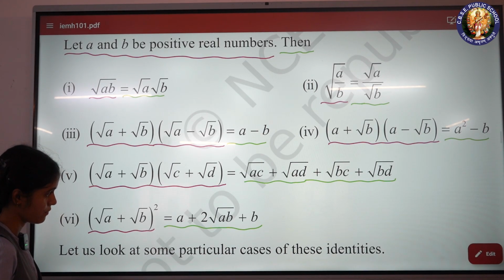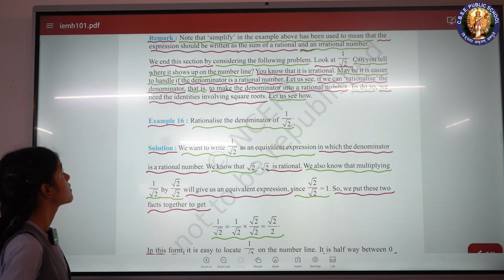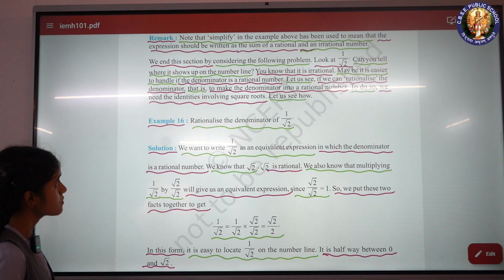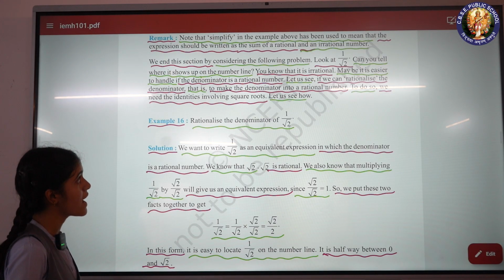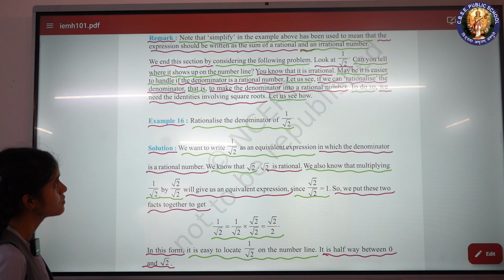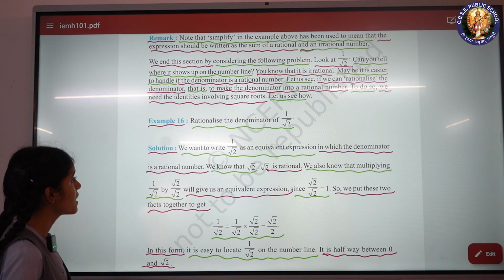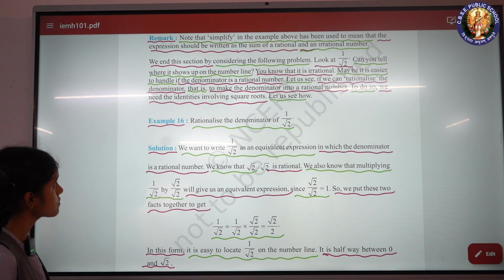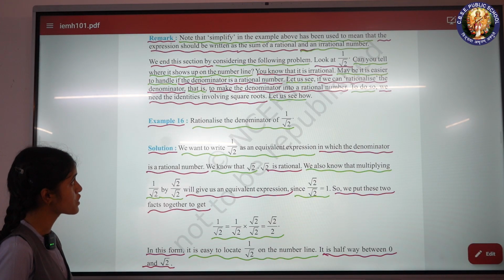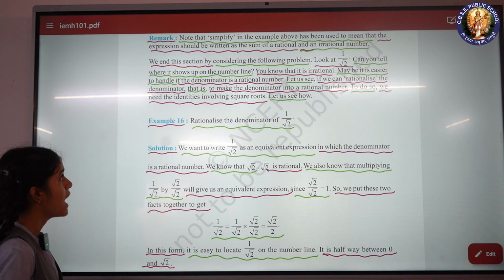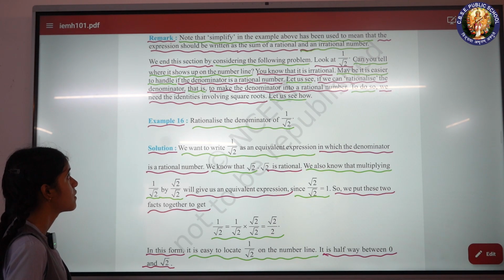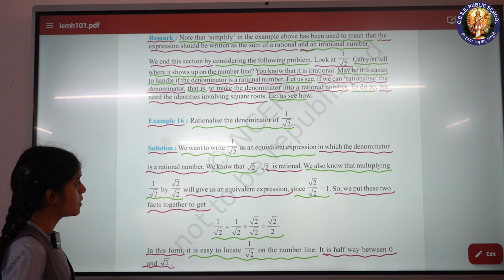a plus 2 root ab plus b. Remark: Note that "simplify" in the example above has been used to mean that the expression should be written as the sum of a rational and an irrational number. We end this section by considering the following problems.